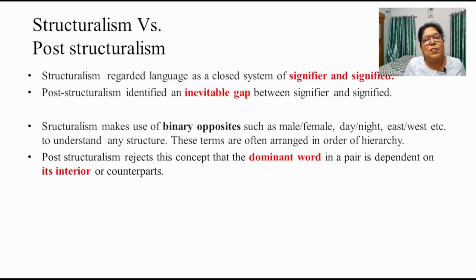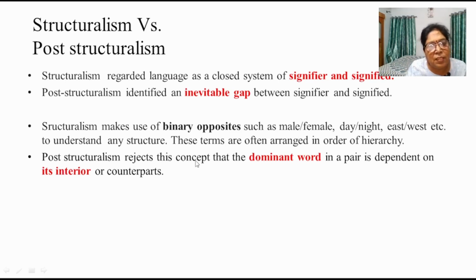Now, what is the difference between structuralism and post-structuralism? Structuralism regarded language as a closed system of signifier and signified, while post-structuralists identified certain gaps between signifier and signified. Signifier means what is written and signified what idea you are making. Structuralism makes use of binary opposites such as male, female, day, night, east, west, etc. to understand any structure. These terms are often arranged in order of hierarchy.